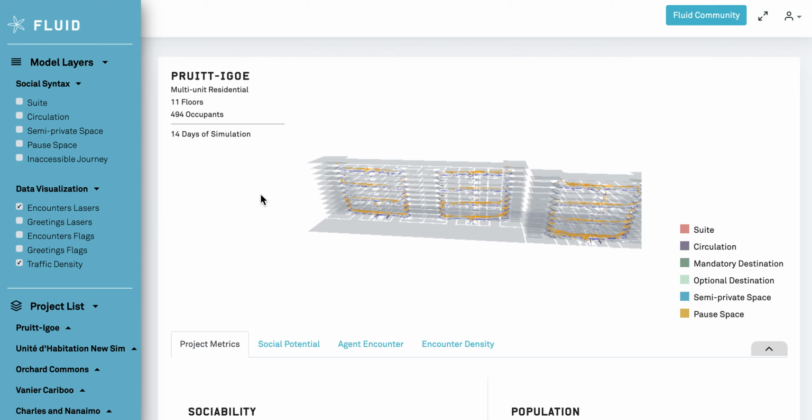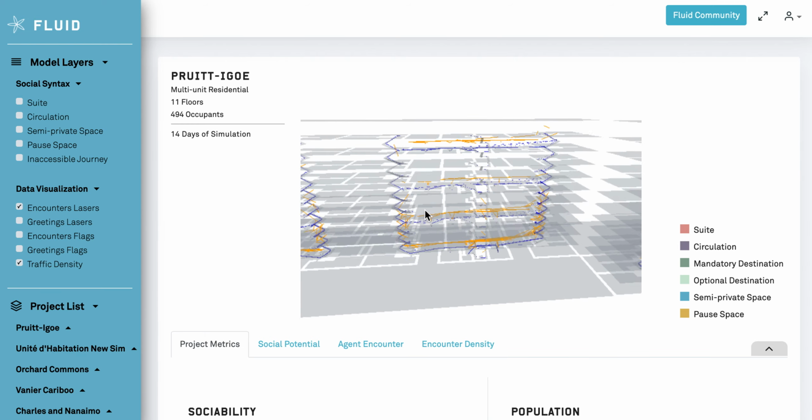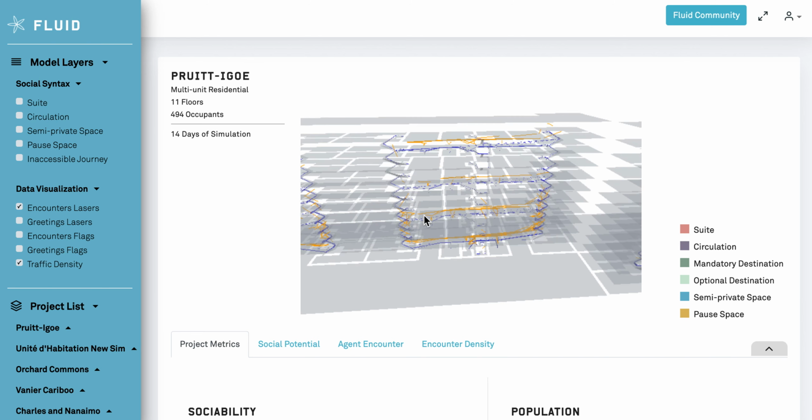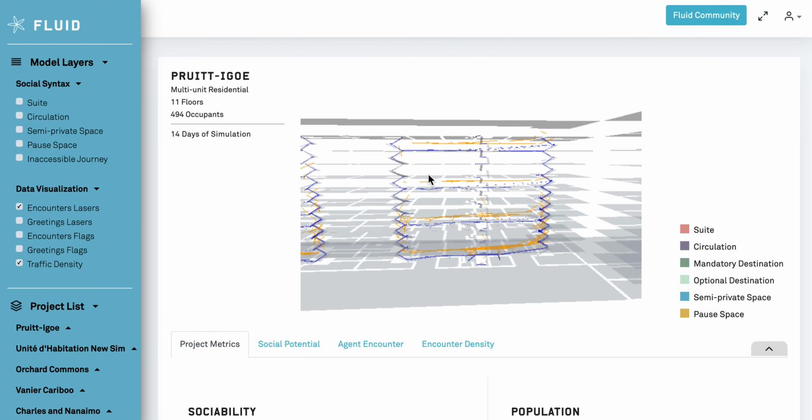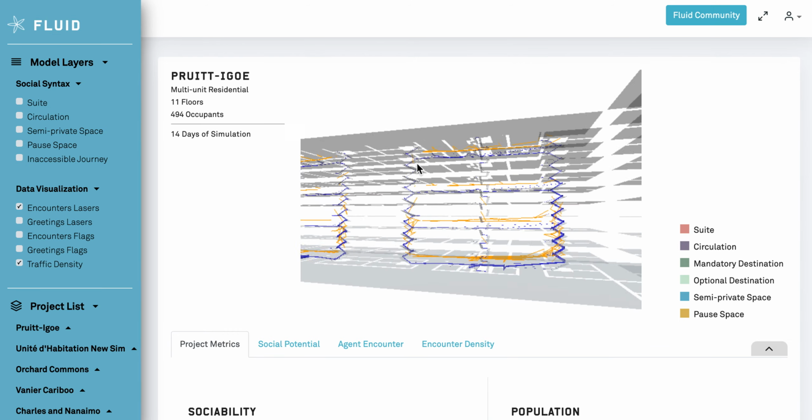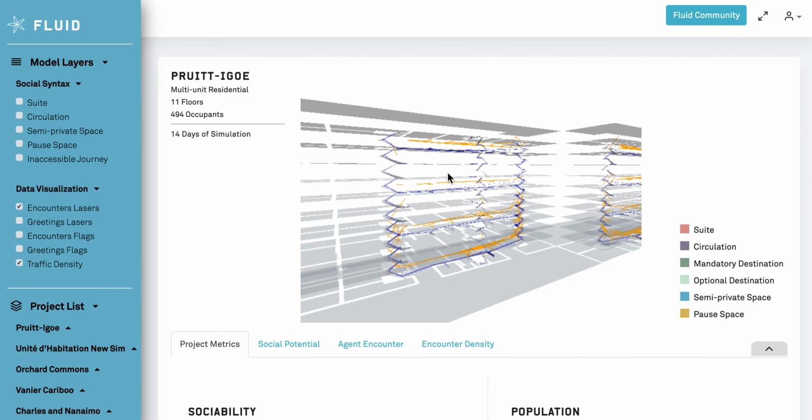Now we can actually turn on encounters lasers, and encounters are where people see each other. It's 23 meters left to right, horizontally, and 5.4 meters up or down. And that gives us a sense that people could, if there were wells in the building or courtyards or elevated corridors with open sides, they could see each other across the courtyard or not. But in the case of Pruitt-Igoe, it's all horizontal encounters.